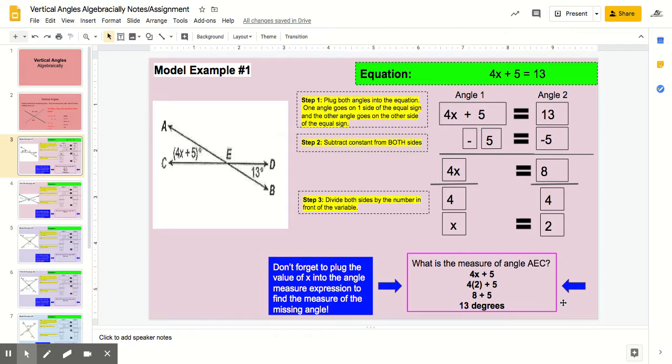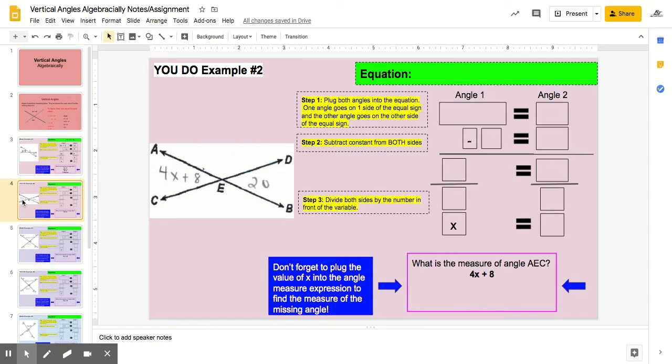And you guys can check yourself. You know vertical angles have to be equal to each other. Well, I just figured out this angle to be equal to 13. Well, I know I must be correct because its vertical angle was also equal to 13 degrees. Okay, so we did it right. Okay, so you guys will complete the you do example number 2.